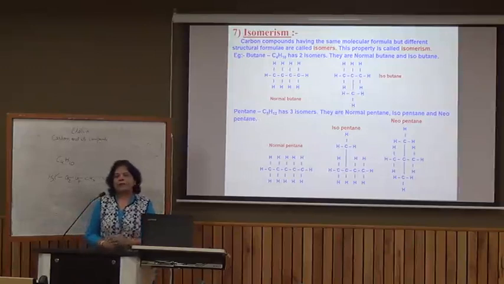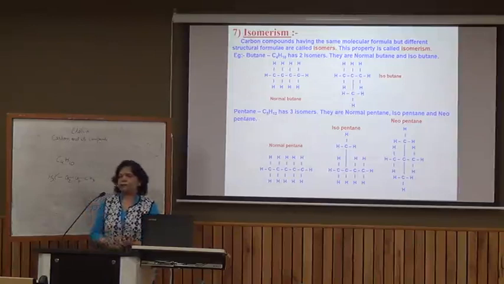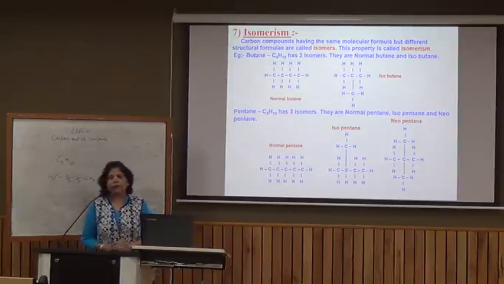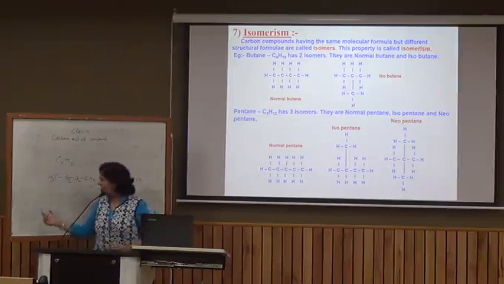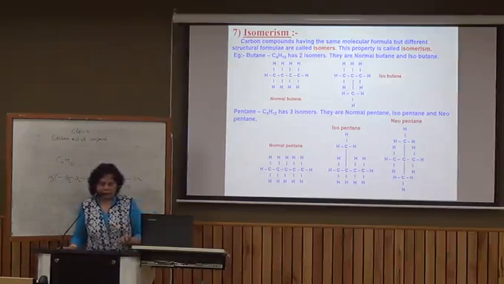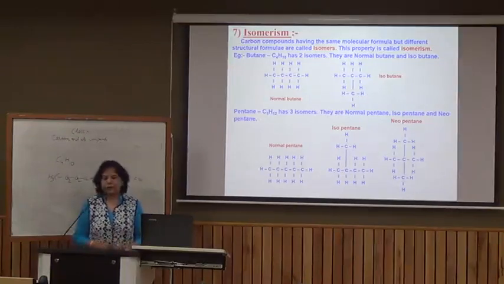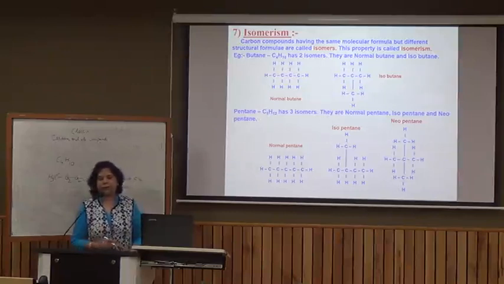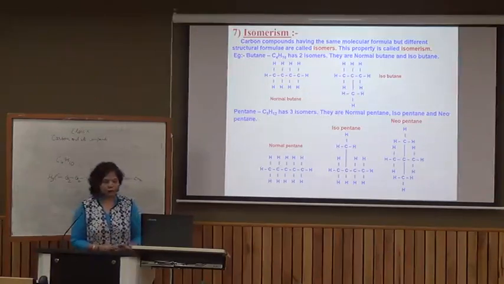We can draw the structural isomers for other carbon compounds also. The thing we have to keep in mind is that their molecular formula should be the same, but their structural formula will be different. For pentane, we can draw 3 structural isomers. The first one is normal pentane, then isopentane which has only 1 carbon atom in a side chain, and then neopentane where there are 2 carbon atoms in side chains at the central carbon atom.